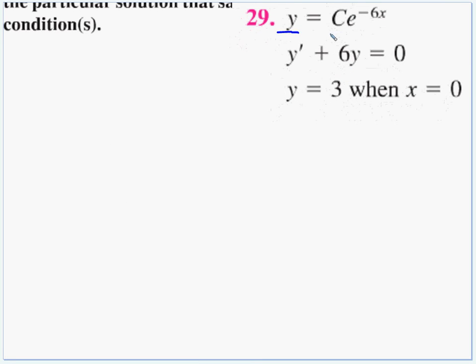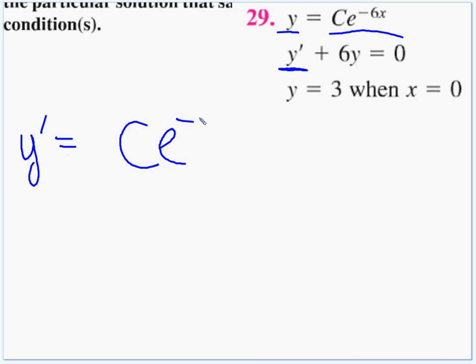So let's see. Here's our y equals, and we need y prime. So we're going to need the derivative of that, and it's a base e. So we're going to derive it with just a little chain rule. So our y prime is going to equal that same thing, c e to the negative 6x. But we will chain rule: the derivative there of negative 6x is a negative 6. So we have a negative 6 up here in the front there.